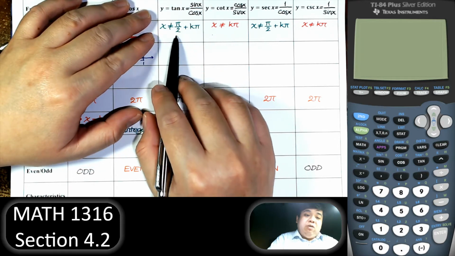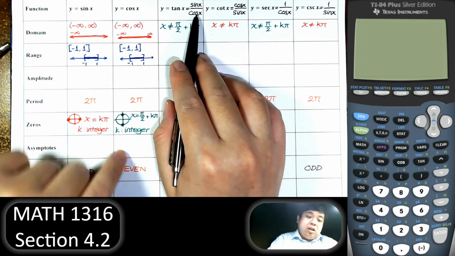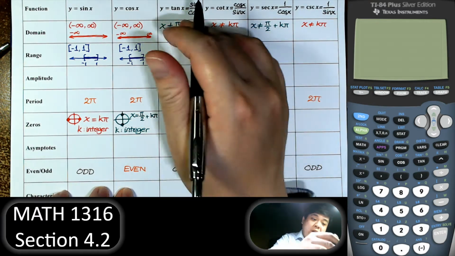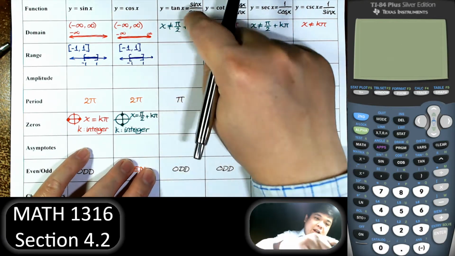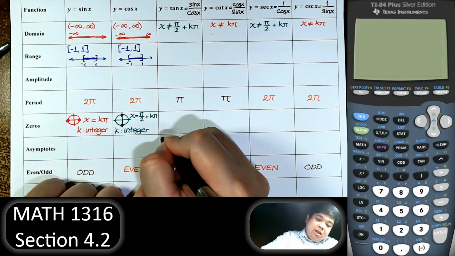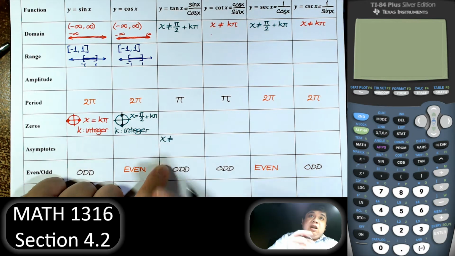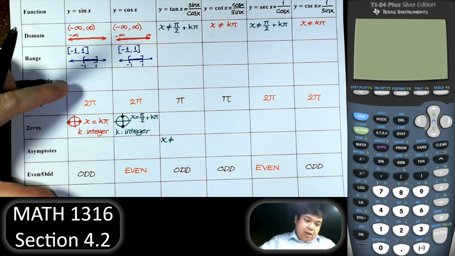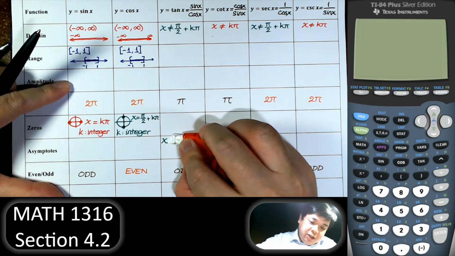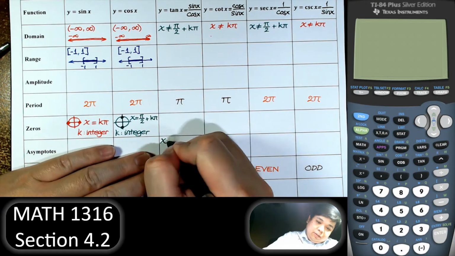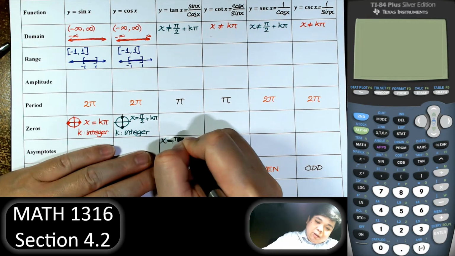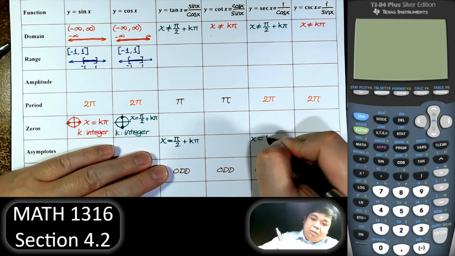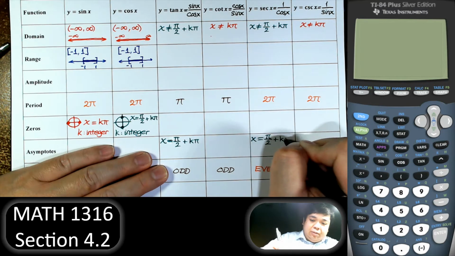If x equal to pi over 2 plus k pi, the cosine is equal to 0, and the function is undefined. The function is undefined, but it will have the asymptotes there. So the domain and the asymptote are opposite. By opposite, I mean one is equal to and one is not equal to. So asymptote will be equal to pi over 2 plus k pi.